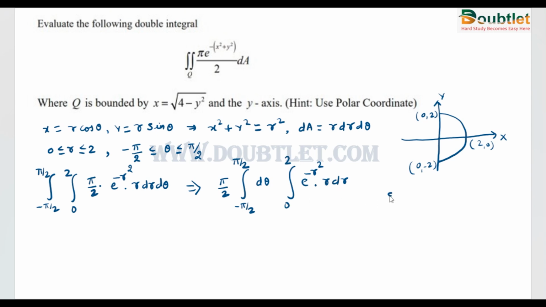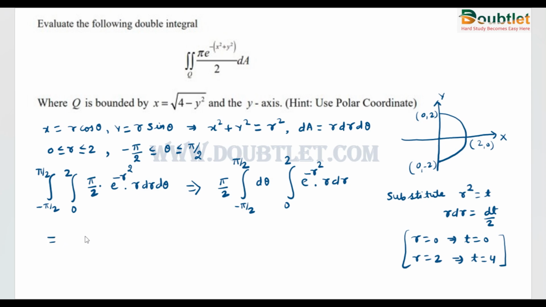For this integral we have to substitute r square as t, then r dr will be dt upon 2. If we change the limits, for r equal to 0, t is equal to 0, and for r equal to 2, t will be r square, which is 2 square, that is 4. So this is the change of limit. So the d theta integral will be theta, integrated from minus pi by 2 to pi by 2, and we integrate from 0 to 4 e to the power minus t dt upon 2.